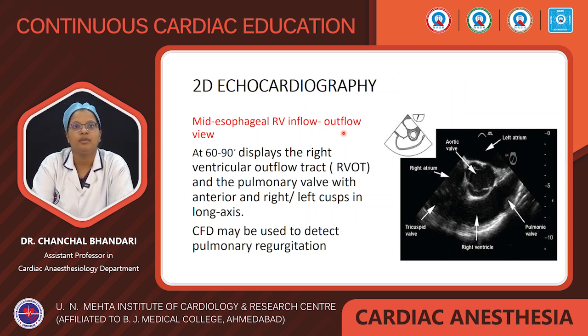So there are limited views from which we can assess the pulmonary valve. The first and foremost is the midesophageal RV inflow-outflow view. At about 60 to 90 degrees, this view is created from the midesophageal 5-chamber view, and it displays the right ventricular outflow tract and pulmonary valve with anterior, right and left cusps in the long axis. This RV inflow-outflow view will show the aortic valve, the RVOT, and here you can visualize the pulmonary valve. Color flow Doppler may be used to detect pulmonary regurgitation in this view.